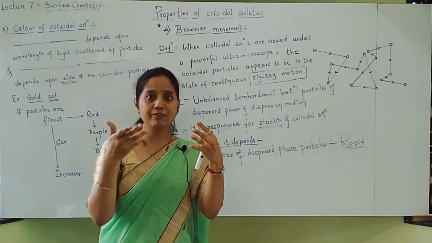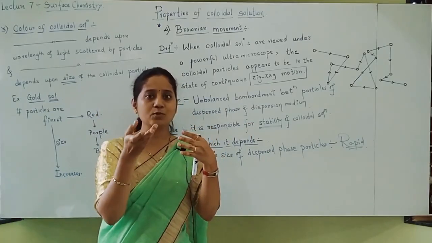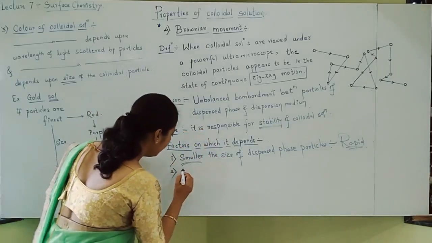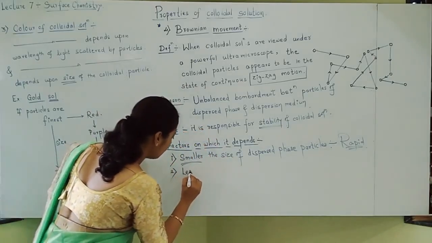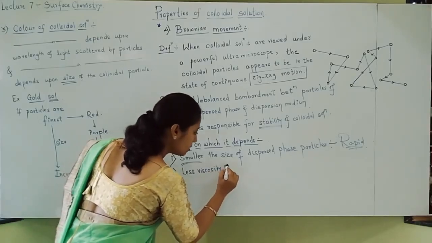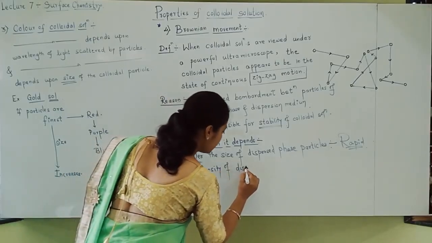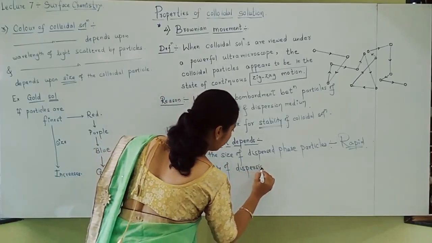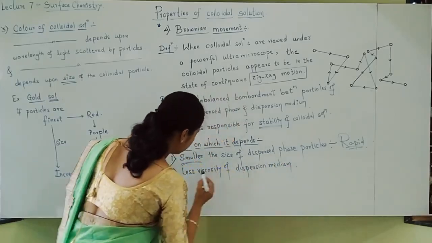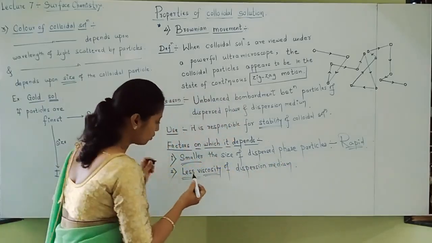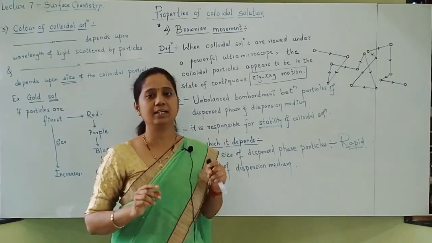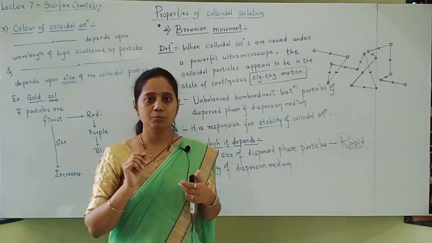The more viscous it is, the more opposition there will be. So the second condition I am writing: less viscosity of the dispersion medium. The dispersion medium should be less viscous, meaning opposition to flow will be less. Like this, everything we have covered under Brownian movement.